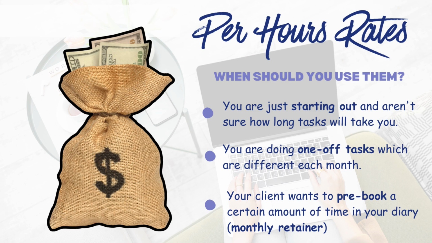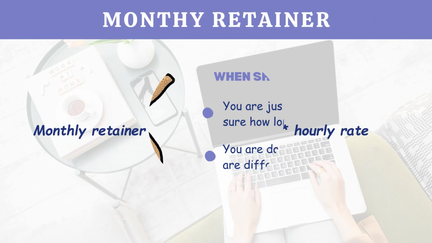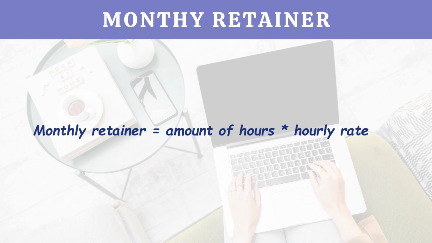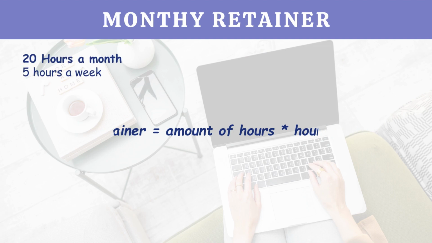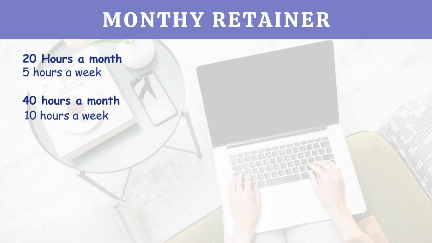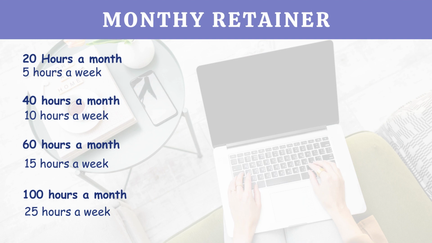So now we're going to have a quick look at the kind of monthly retainer that you could offer and how you would calculate the cost. So usually your monthly retainer will be calculated as the amount of hours that the client is buying times your hourly rate. And these are the most common monthly retainers that clients will go for. We have 20 hours a month, which is 5 hours a week, 40 hours a month, which is 10 hours a week, 60 hours a month, which is 15 hours a week, and then 100 hours a month, which is 25 hours a week.